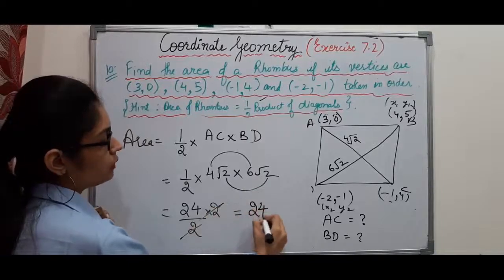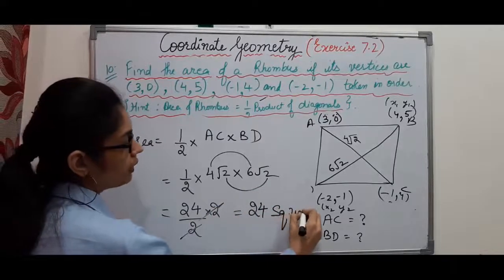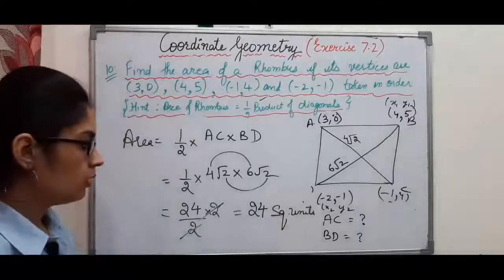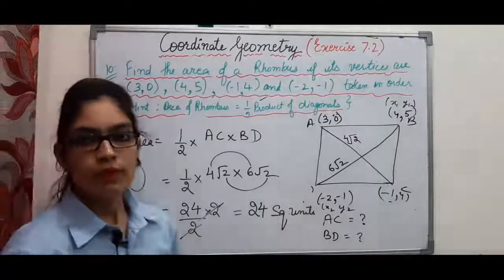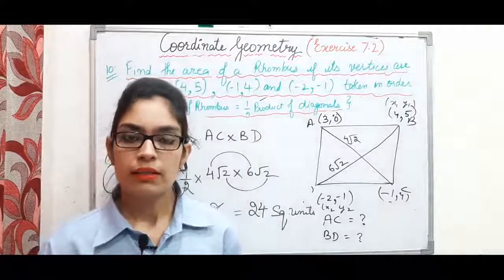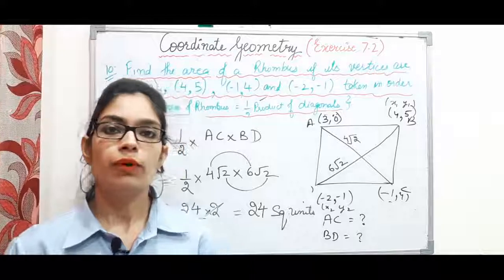So the area of the rhombus will be 24 square units. So area you have to write with square units. So with this our exercise has been completed, and the next exercise I will continue in the next video, in which we have to do area of triangle.